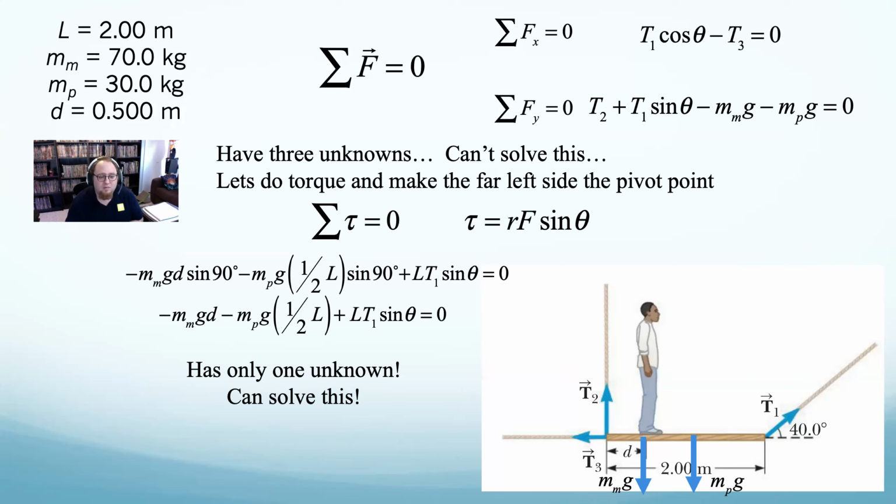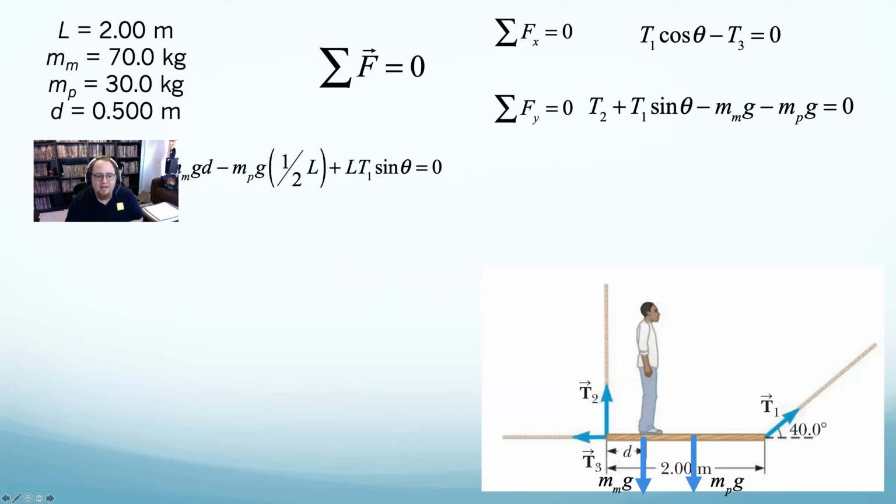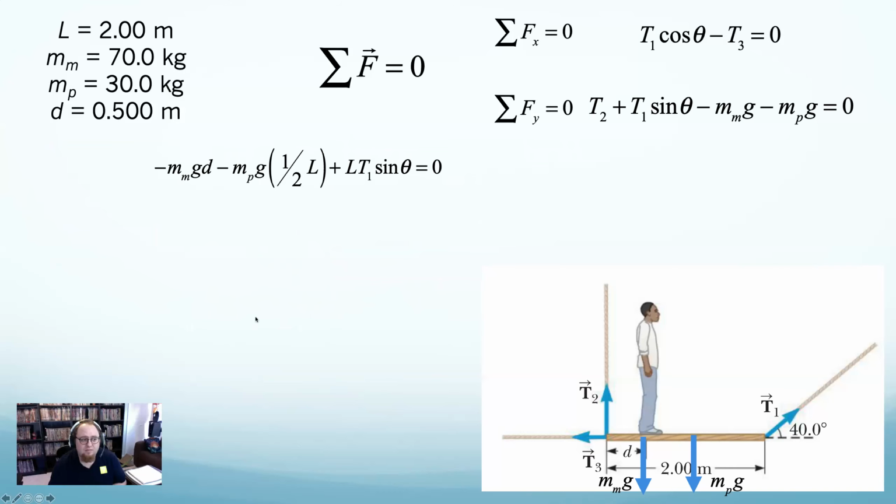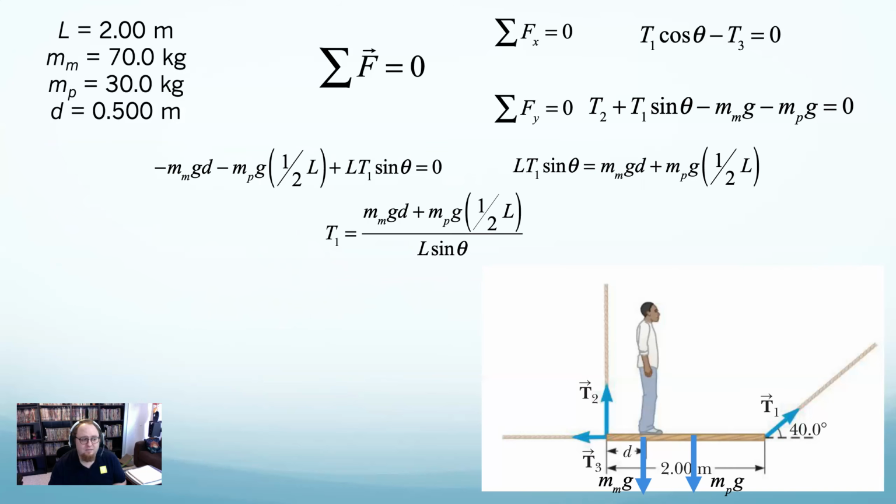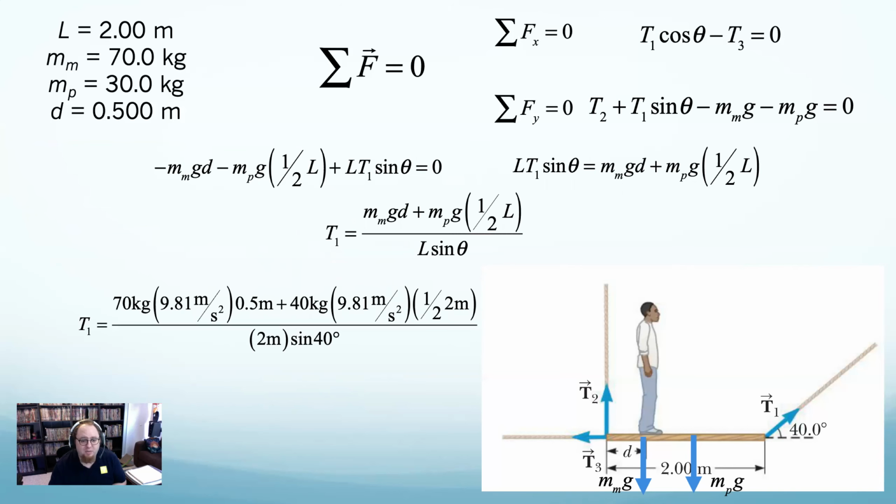And so I'll take this equation and I'll say, okay, let's solve it. I'm going to take both mg sections and add them to both sides. I'll then divide both sides by L sine theta. And at this point, just plug in numbers. Get a value. Questions?